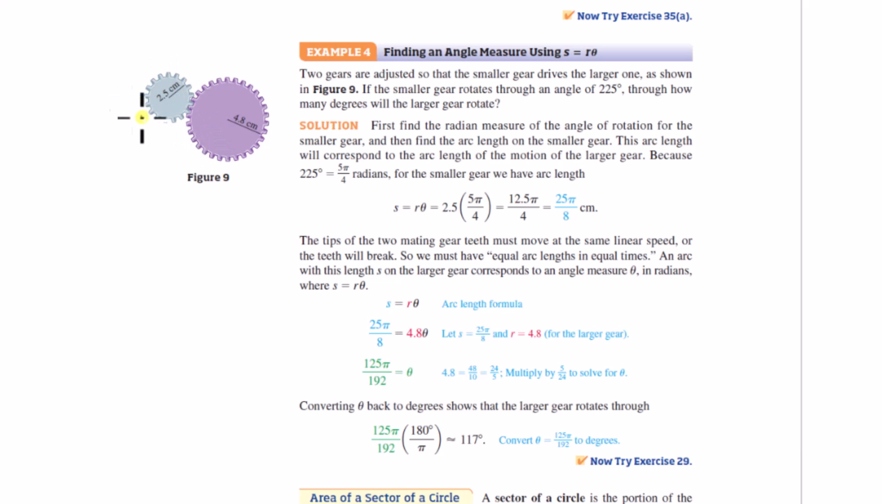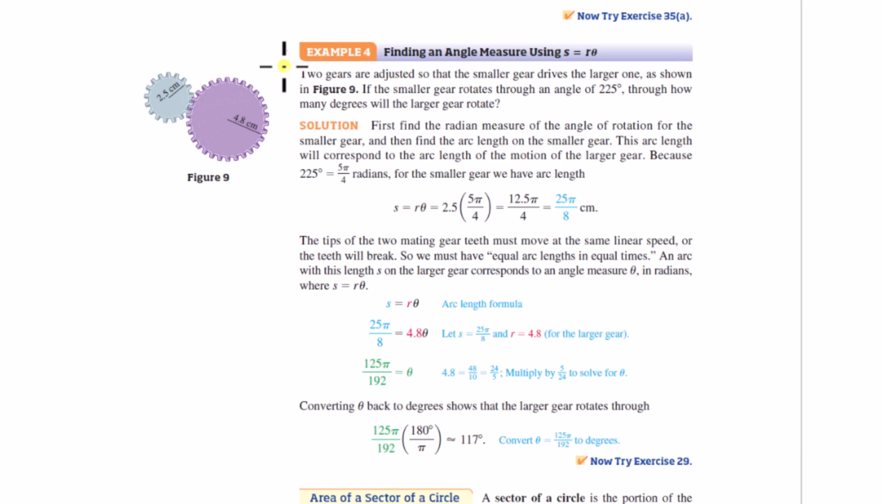Now, the smaller gear would have to move faster, right? Because the amount of rope is dependent not just on the speed, but also on the radius. This would have to spin faster, but it has to be the same amount of rope coming out because they're mated.